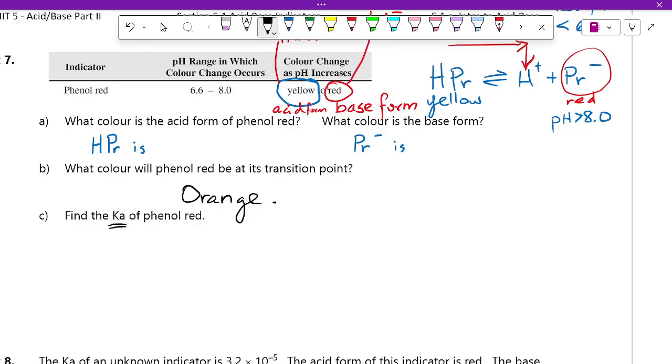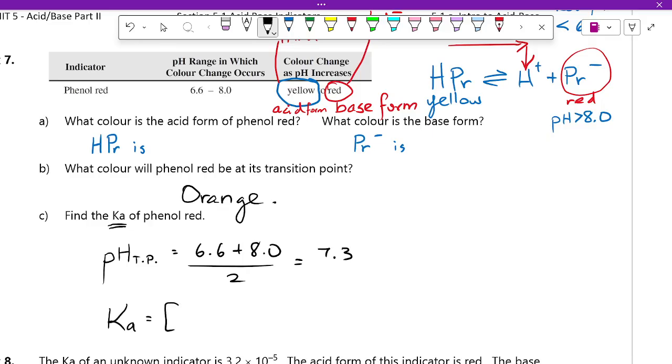We need to find the Ka, and before that we need to find the pH at the transition point. So make sure you write that and show that you have taken the average. 6.6 plus 8.0 divided by 2 is 7.3. Excellent.